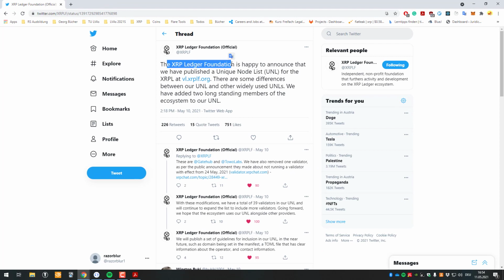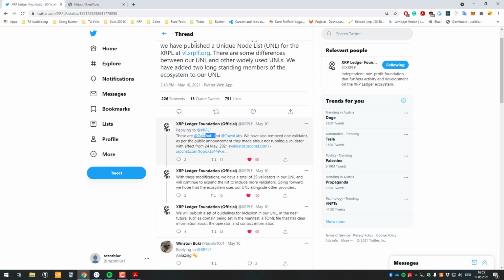So we can see here the XRP Ledger Foundation is happy to announce that we have published a unique node list for the XRPL at the end of our URL. There are some differences between our URL and other widely used URLs. We have added two long-standing members of the ecosystem during URL. They added GateHub and Tovo Labs.